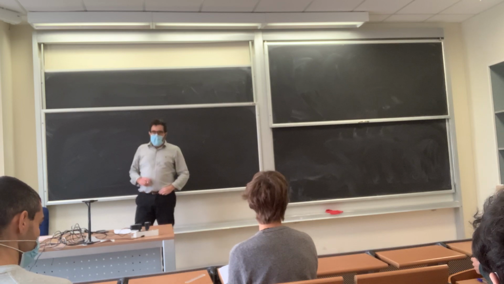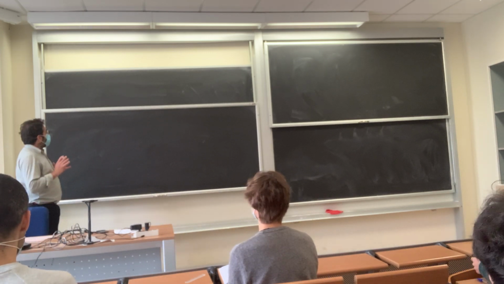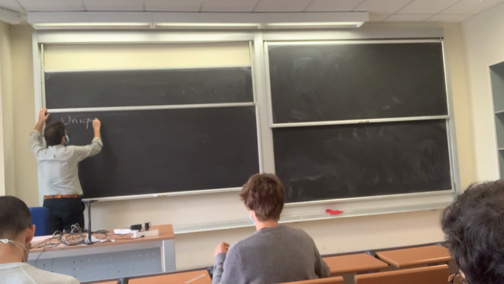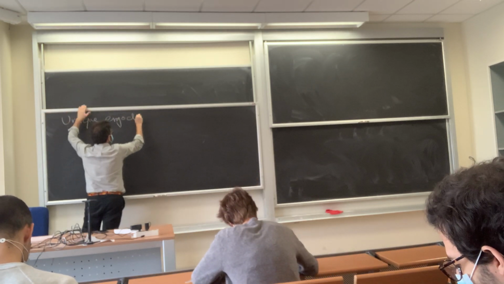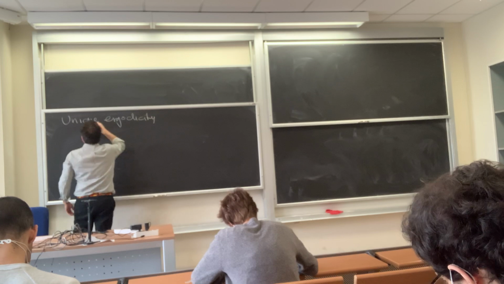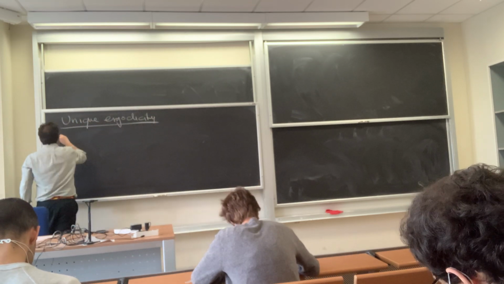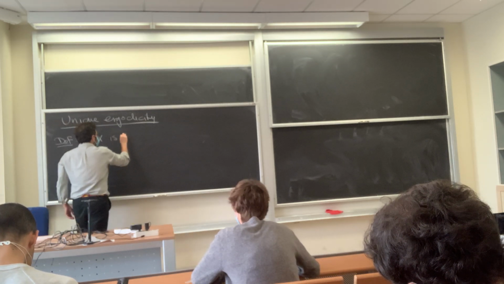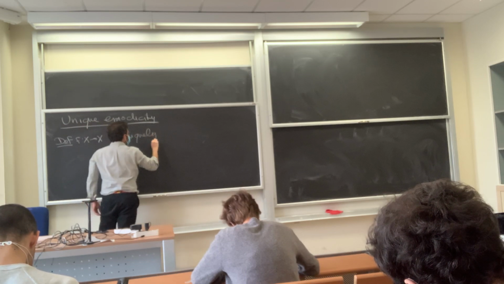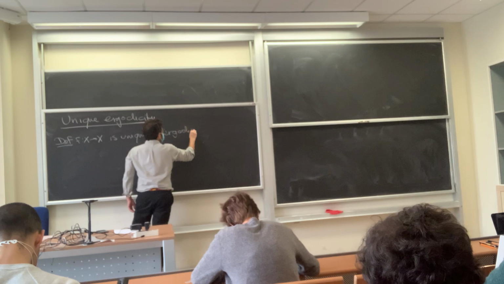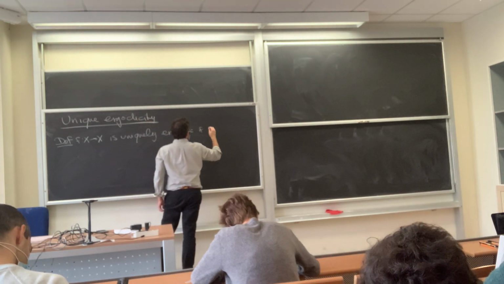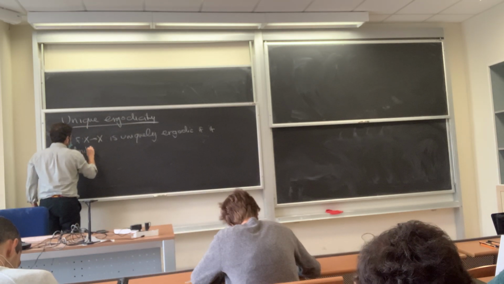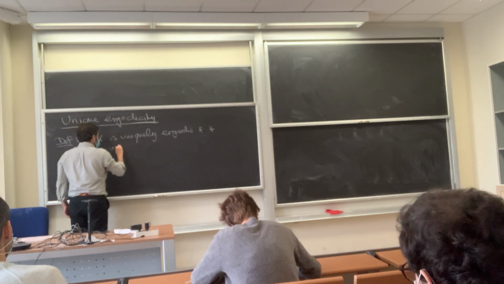So the first class of examples that we're going to look at today is a class of examples that have just one invariant measure. So this is sometimes known as unique ergodicity. So we say, definition: F is uniquely ergodic if it admits a unique invariant measure.